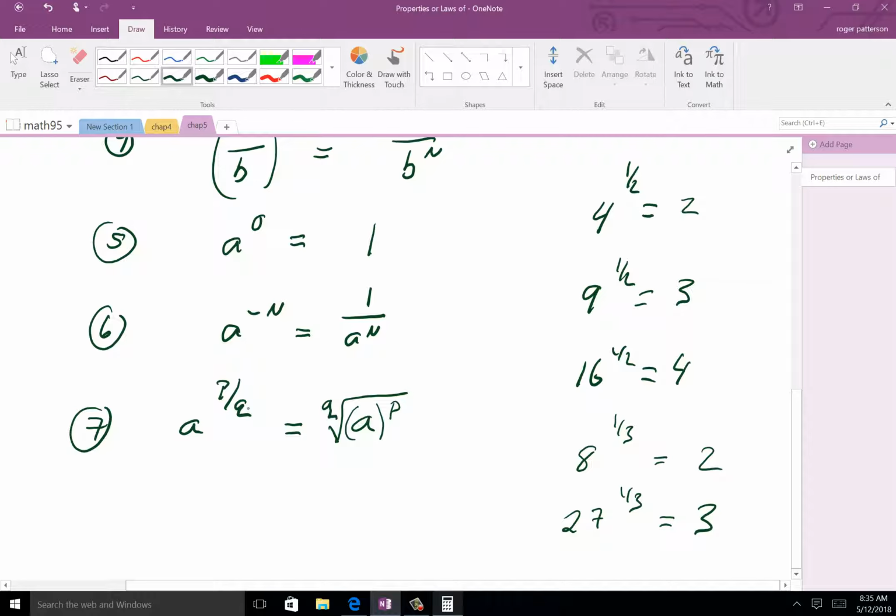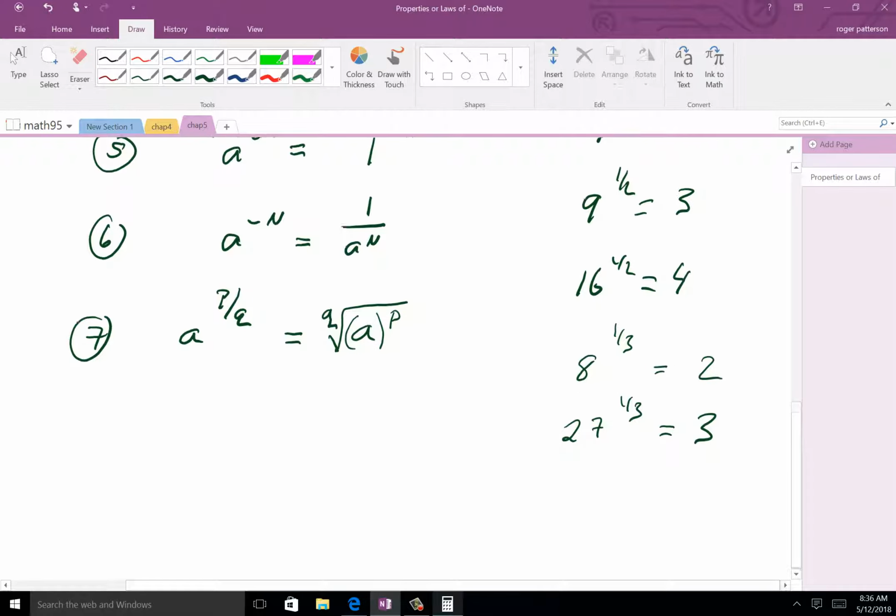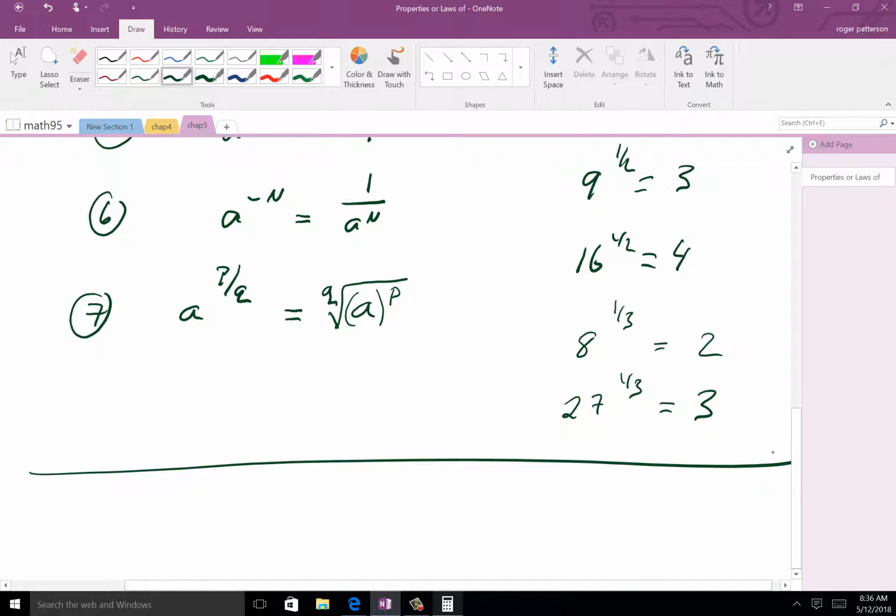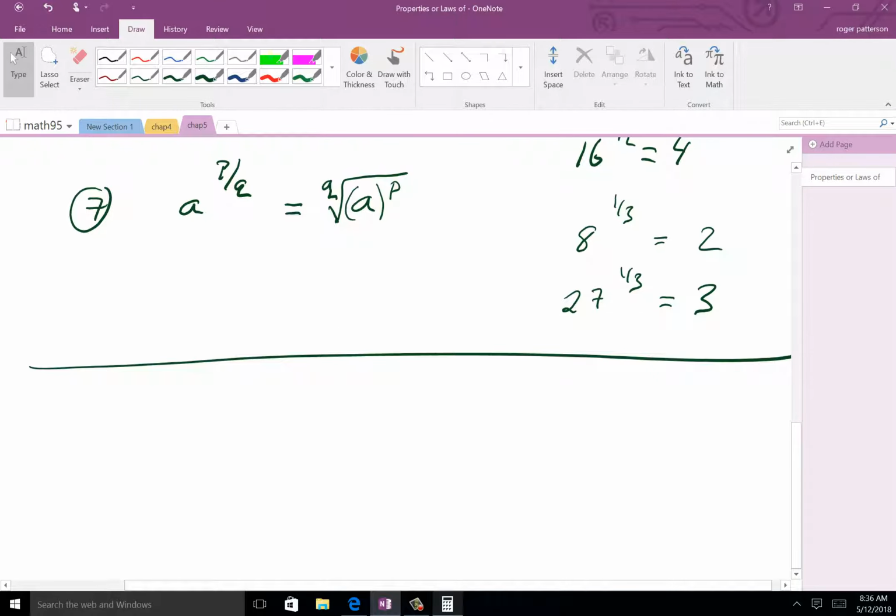So believe it or not, that should be the end of our properties or laws of exponents, from the beginning all the way down to the end. All right, so that's what that is. Now that we know that, we can evaluate some of these things.